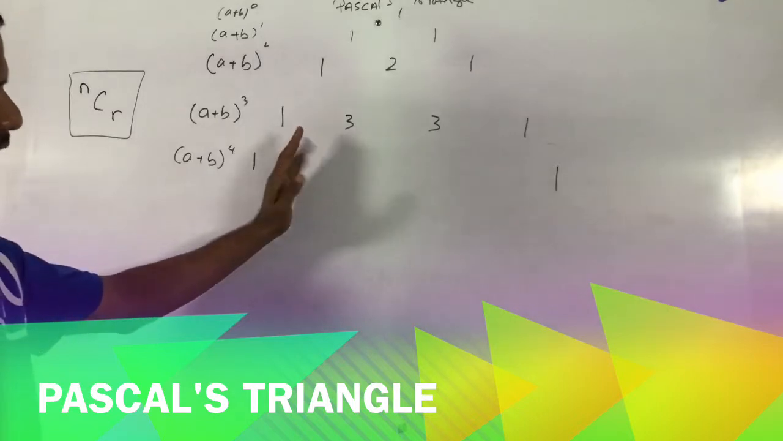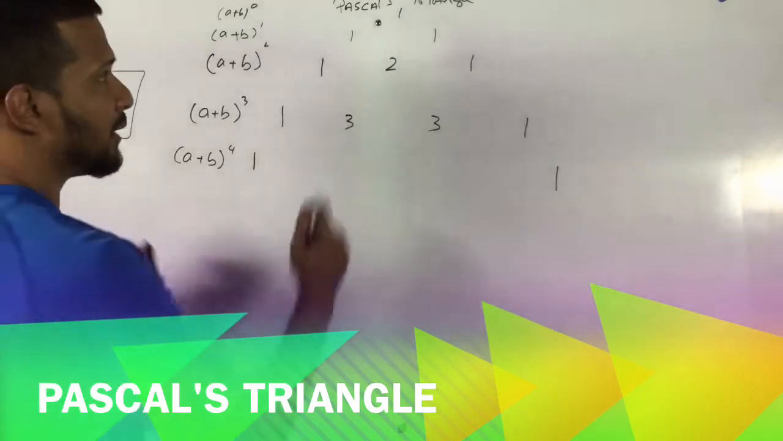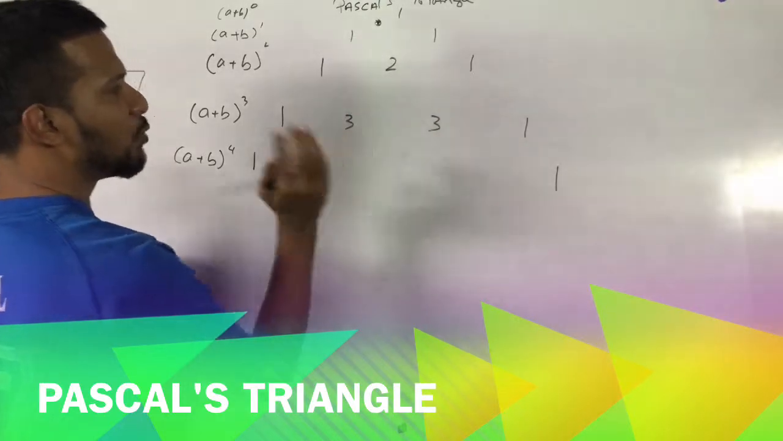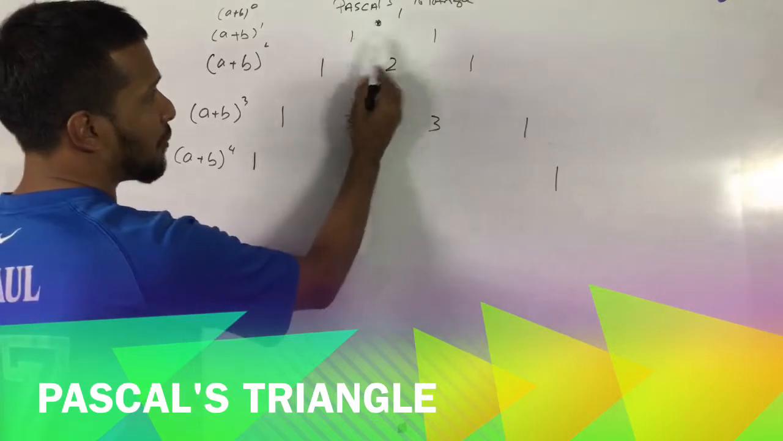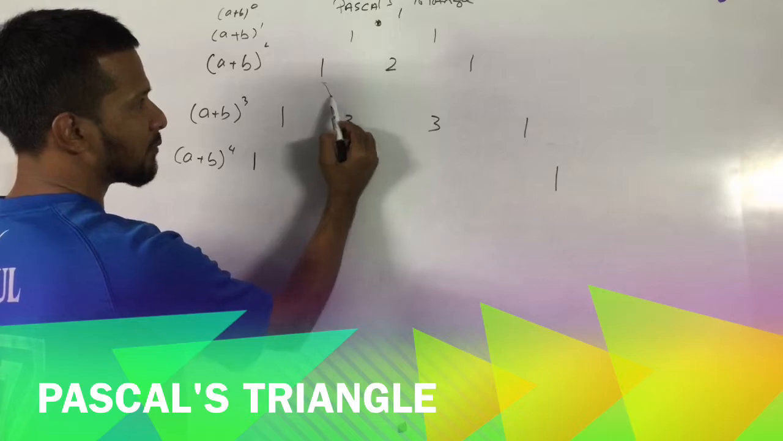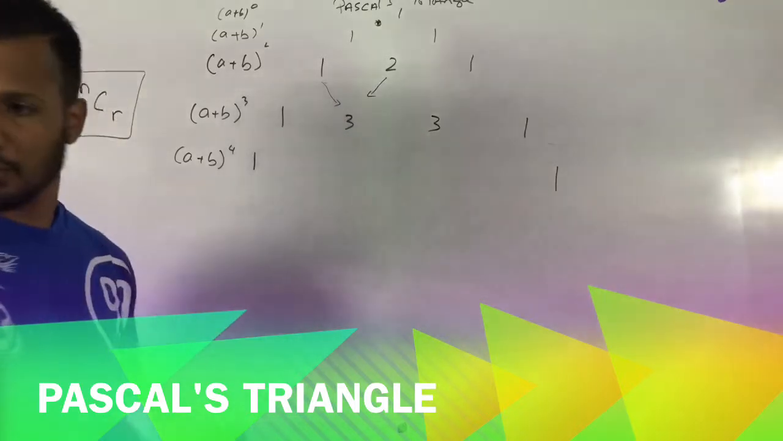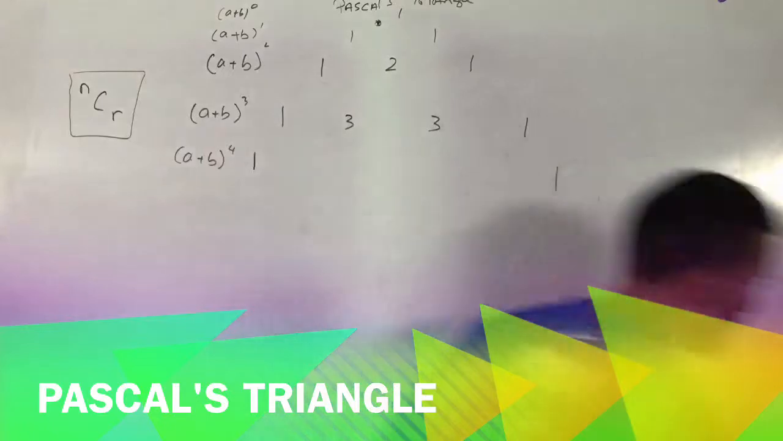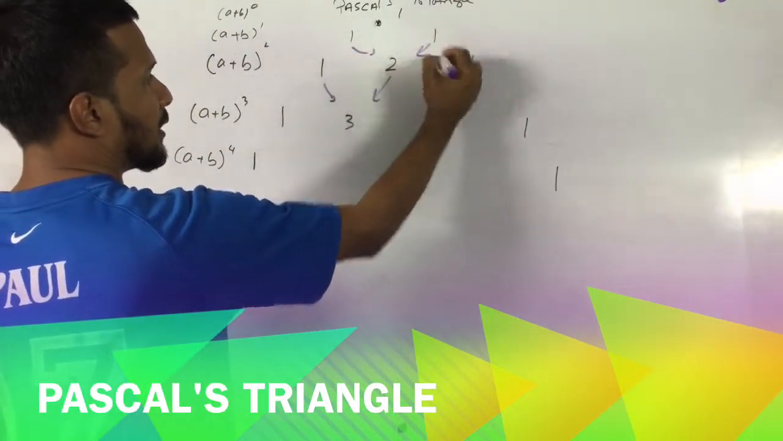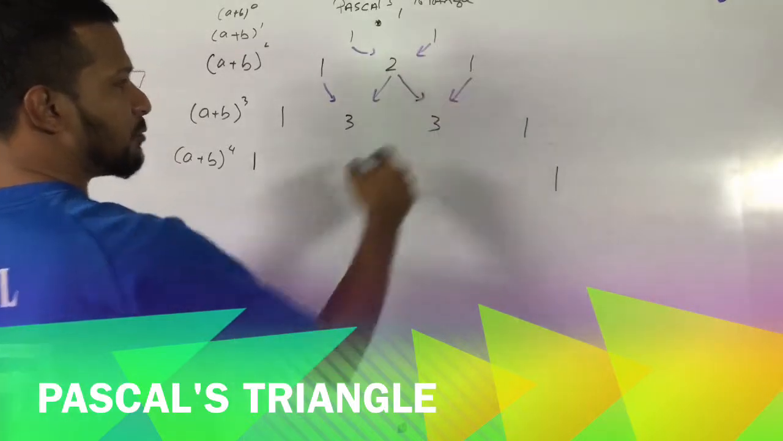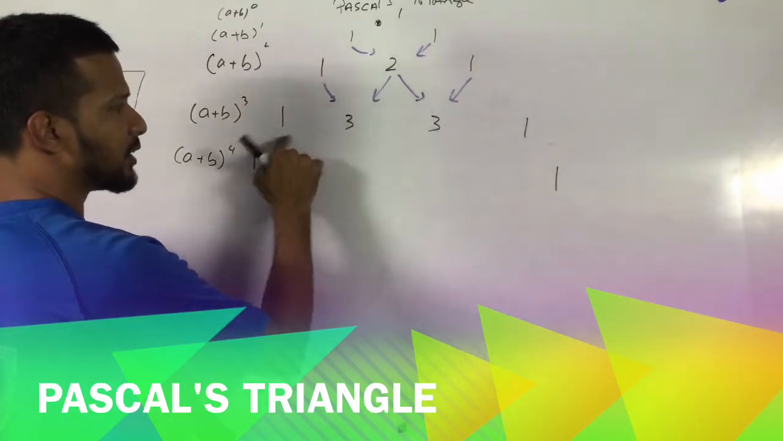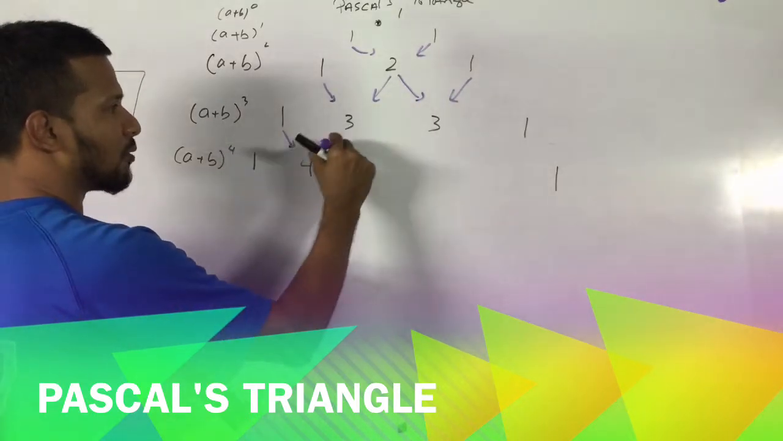How do we get this value here, the second value? You can see it here. This value is always the sum of the two values above it. So the sum of these two is this. Look at 3. The sum of these two here gives 3. Same thing here, the sum of these two gives 3. So the value here will simply be the sum of 1 and 3, which is 4.